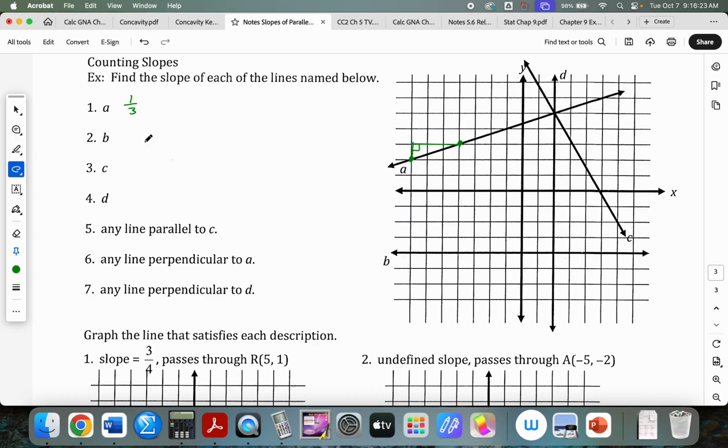For line B, well, what kind of slope does this line have? No. 0. It's neither going up nor is it going down.